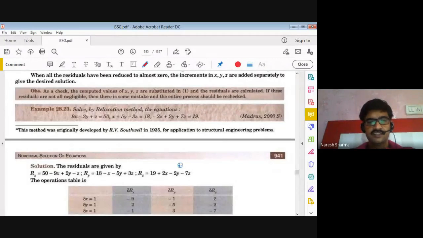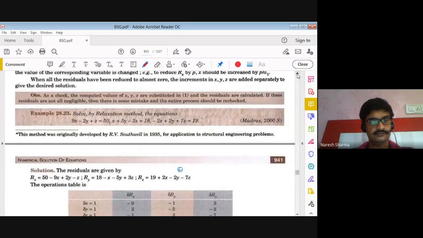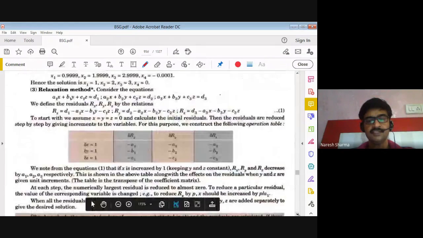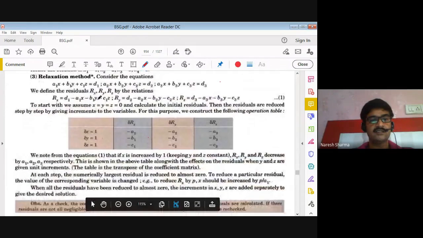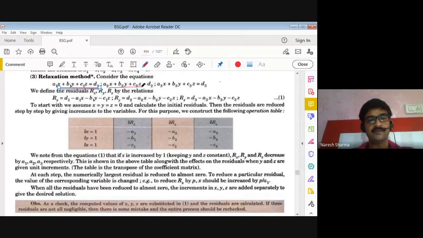So today we discuss your relaxation method. This method is used to solve the system of linear equations. Like first is your a1x plus b1y plus c1z is equal to d1, and similarly second and third. So we know that the system of equations can be represented in the form of your Ax is equal to b.